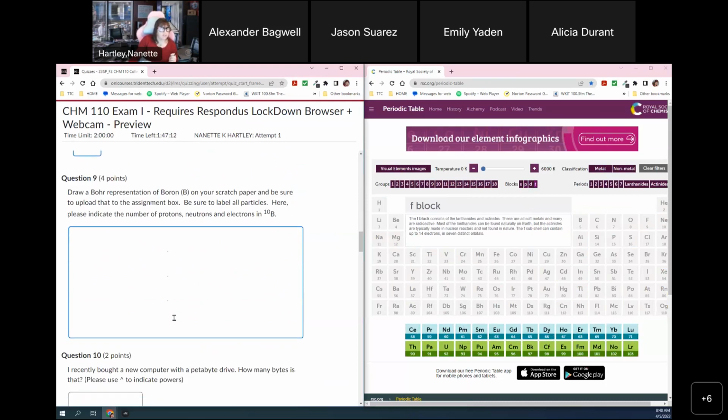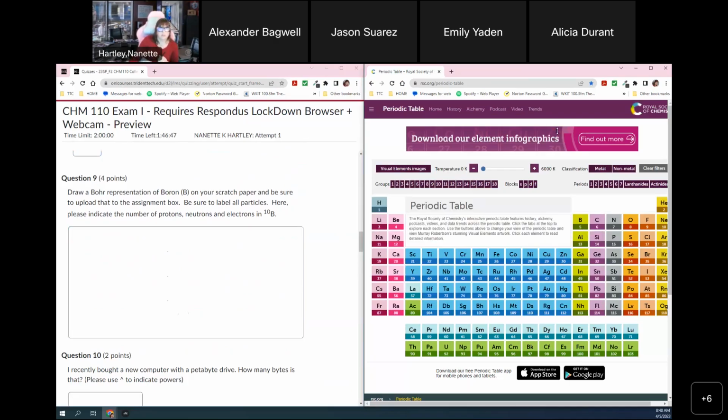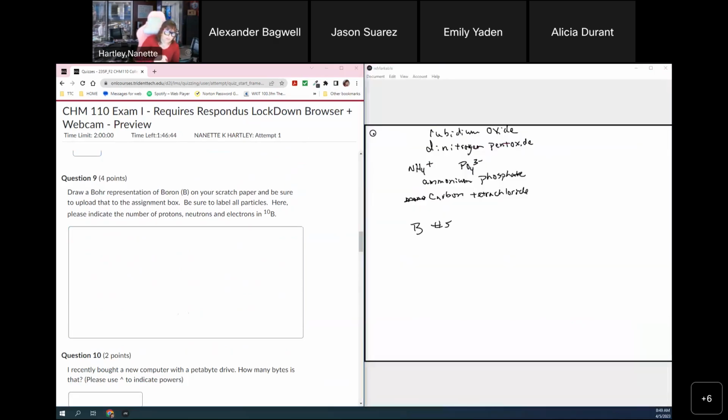Now, a Bohr representation of boron in your scratch paper, and be sure to upload that to the assignment box. Be sure to label all particles. Here, please indicate the number of protons, neutrons, and electrons in 10B. So when we talk about B, turn my F off. B is right here. So I know that boron is atomic number 5. So boron is number 5. If he's number 5, then he has 5 protons. Since it's a neutral compound, I need 5 electrons. They have to be equal for it to be neutral.